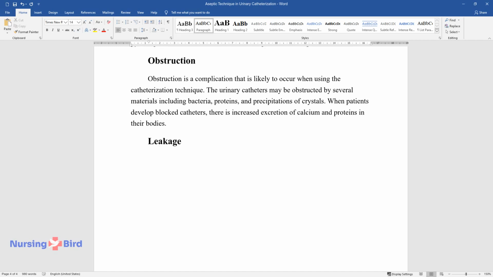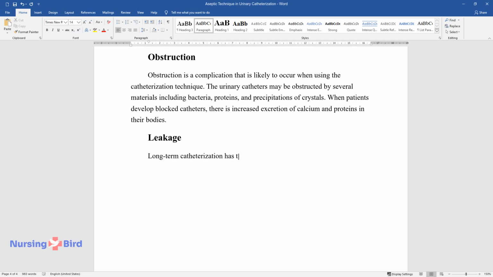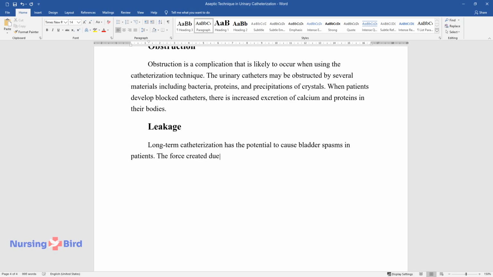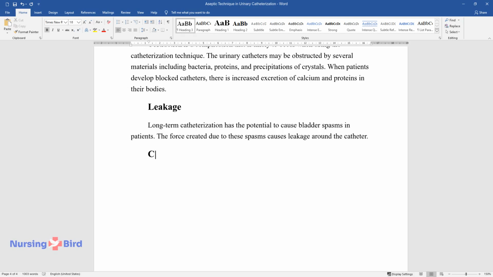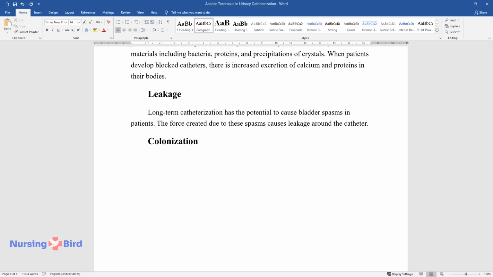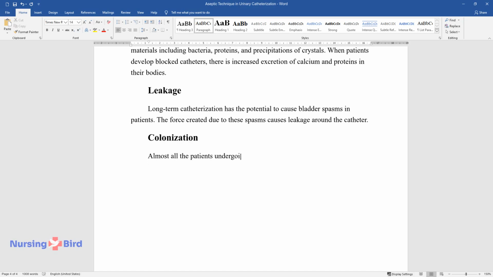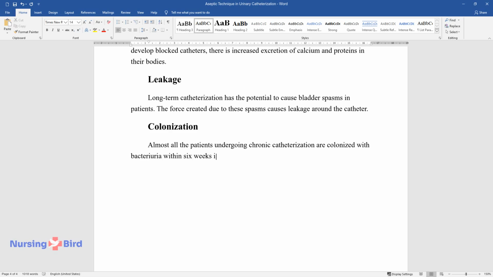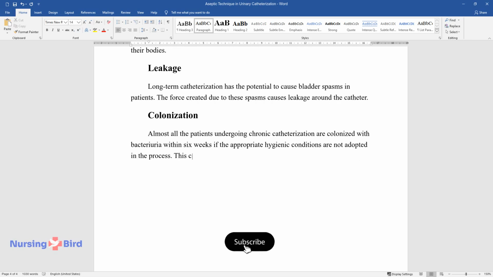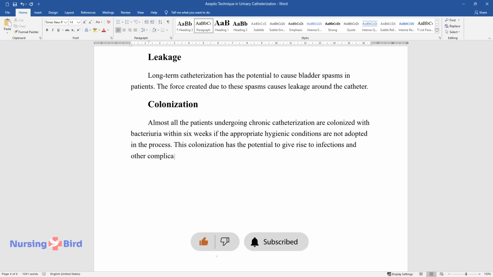Leakage. Long-term catheterization has the potential to cause bladder spasms in patients. The force created due to these spasms causes leakage around the catheter. Colonization. Almost all the patients undergoing chronic catheterization are colonized with bacteriuria within 6 weeks if the appropriate hygienic conditions are not adopted in the process. This colonization has the potential to give rise to infections and other complications, which may be harmful to the health of the patients.